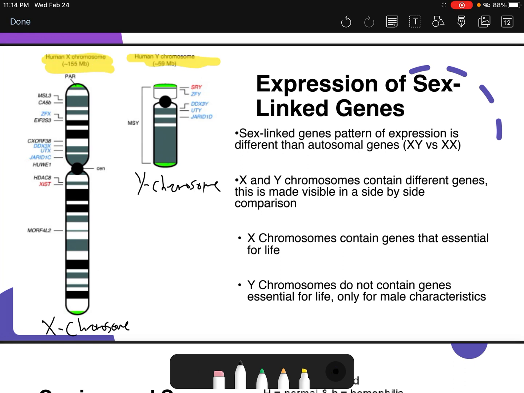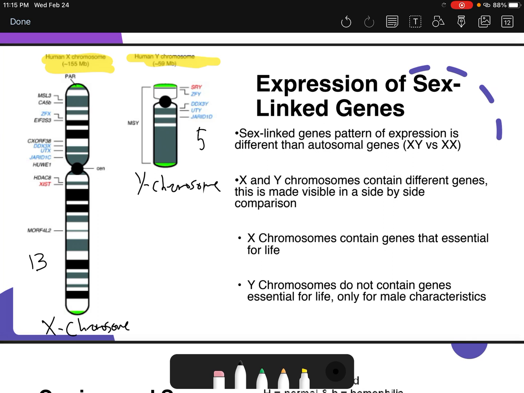So, one of the very first things that I'm sure you guys can notice is that the Y chromosome is much, much smaller than the X chromosome. Another thing that you should notice is that the Y chromosome has 5 genes on it, and the X chromosome has about 13 genes on it. So, the X chromosome has almost 3 times the number of genes present on it.